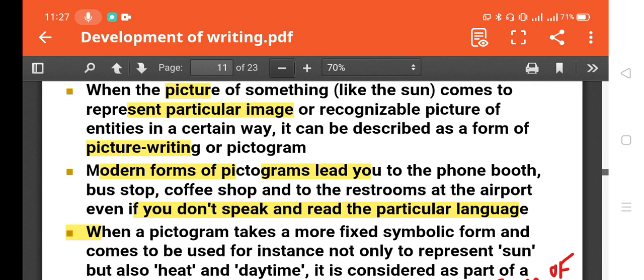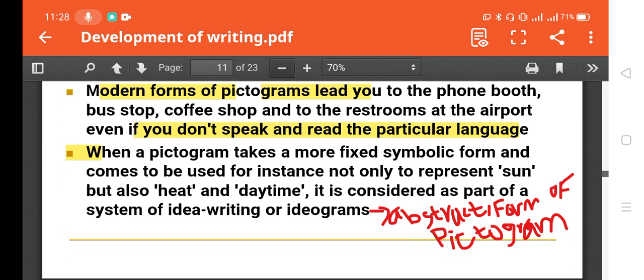And modern forms of pictograms are there. We use different signs. On the road you see different signs that try to convey something, such as no parking or many things like that. So these are basically pictograms, trying to convey something through pictures. And even if you don't speak the language, you understand what the picture is trying to convey.